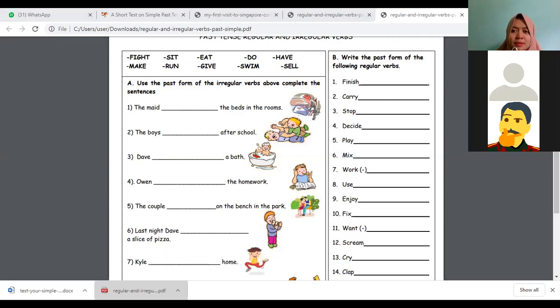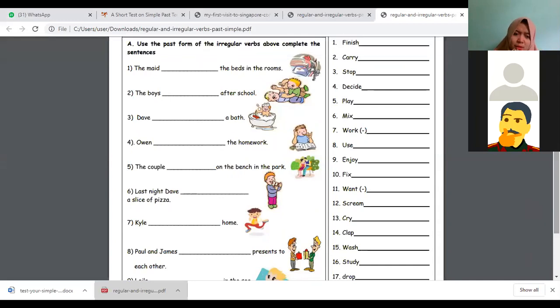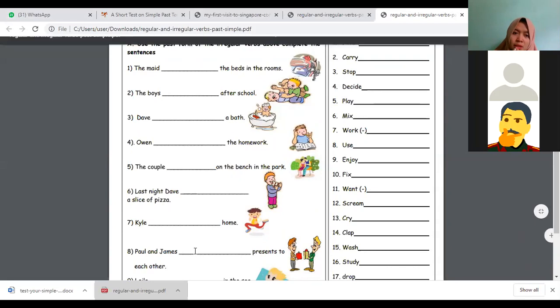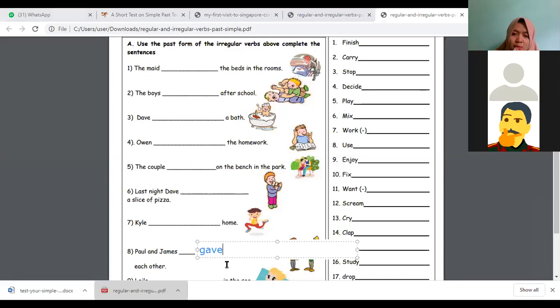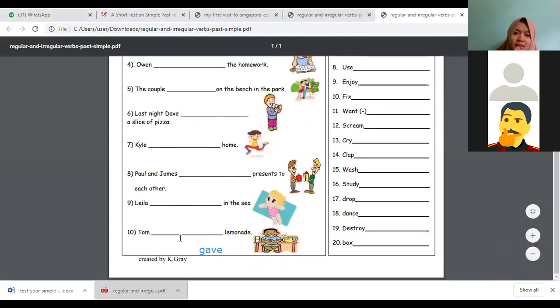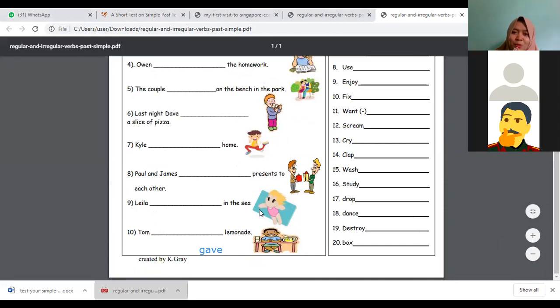And then number 8, Paul and James, blah blah blah, presents to each other. Give. Bentuk past-nya jadi gave ya. Karena harus past. Paul and James gave presents to each other. Next. Layla must be swim. What is that? Swam ya, pakai A. Layla swam in the sea. The last one, Tom sold lemonade. Ya, menjual lemonade.